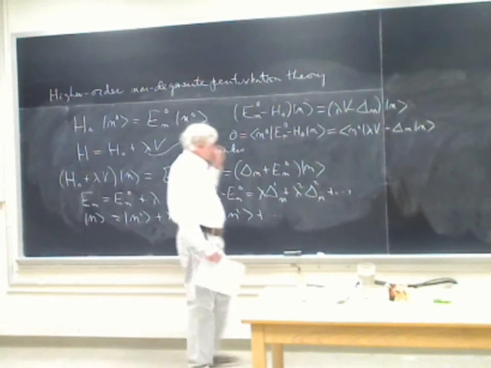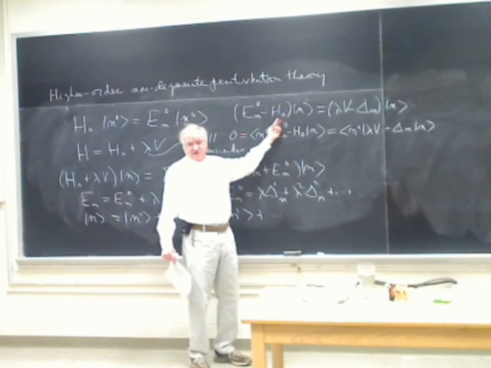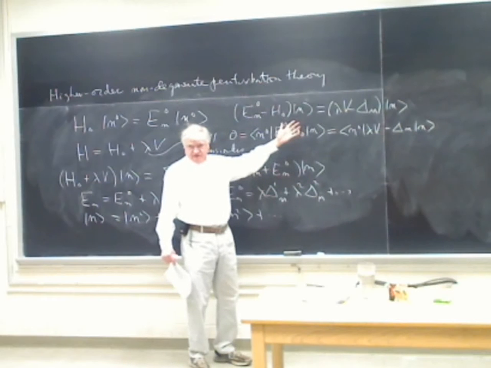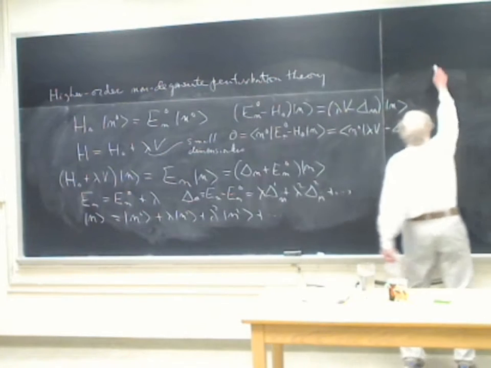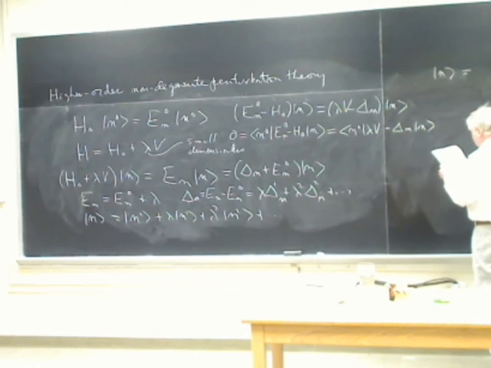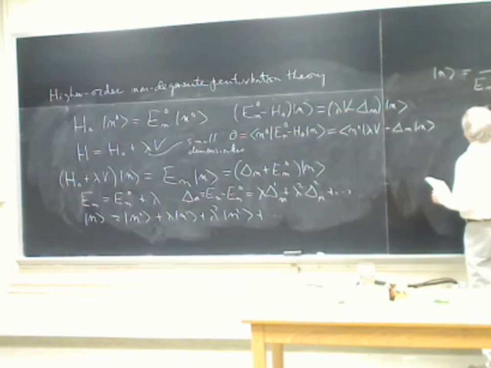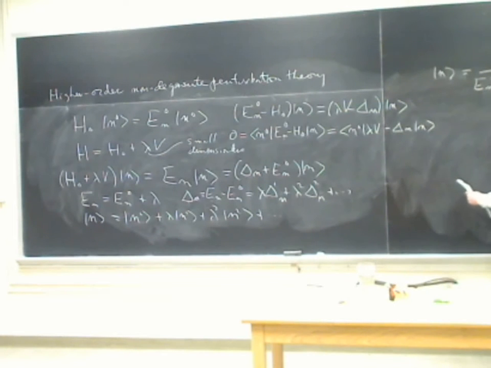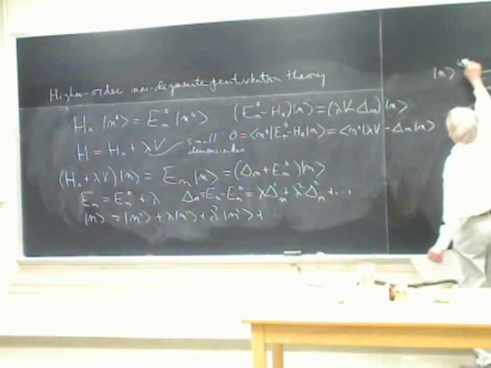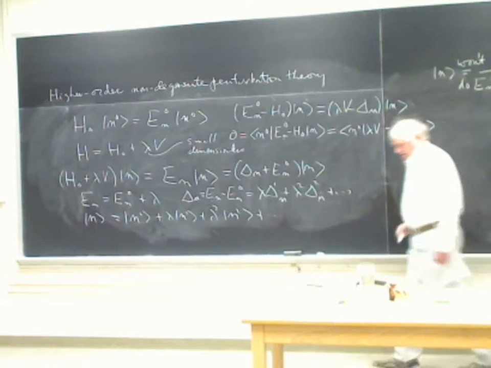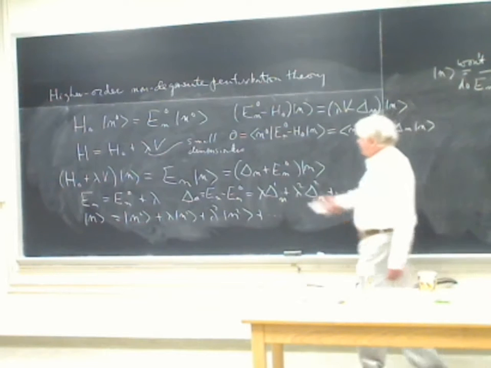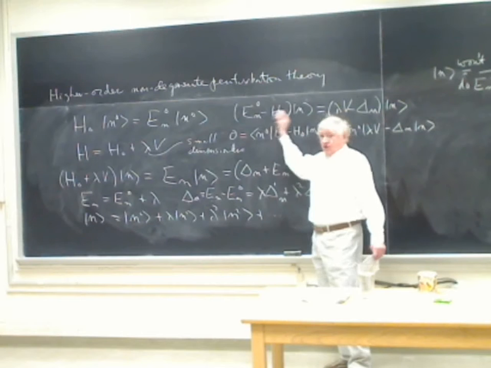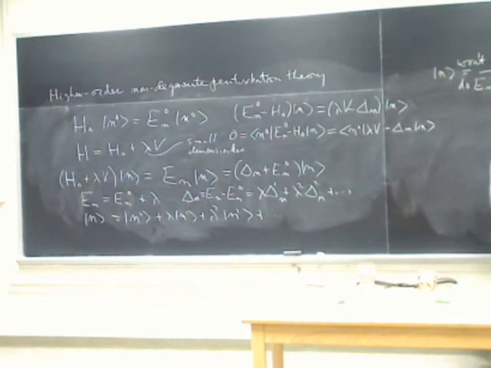One reason is that this operator has a zero eigenvalue, so we can't just form the inverse of that operator. We can't just say |n> is 1 over (E_n0 minus H0) acting on (lambda V minus delta_n)|n>. So this won't work. On the other hand, we can do something close to it if we just avoid this energy level n0 that is a zero of this operator. Then this division will be okay.